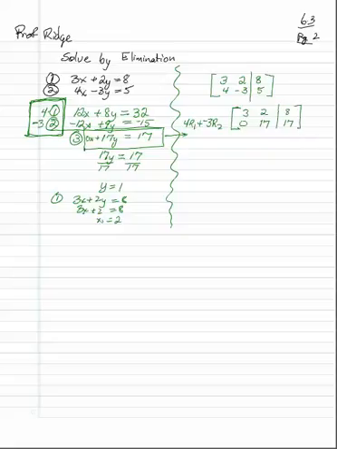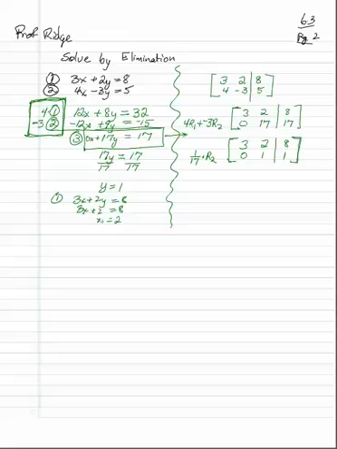Now my next step is to take the new row 2 and solve it for y, so I'm going to divide by 17. Dividing by 17 is the same thing as multiplying by 1/17. So I'm going to take row 2 and replace it with 1/17 of the old row 2. That's going to be 0, 17 divided by 17 is 1, and 17 divided by 17 is 1. And that becomes my new row 2.